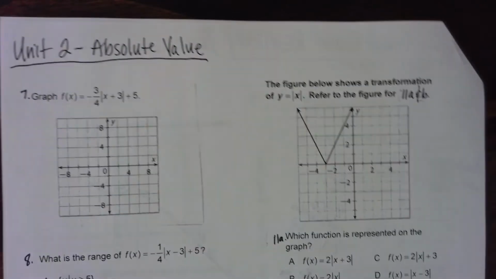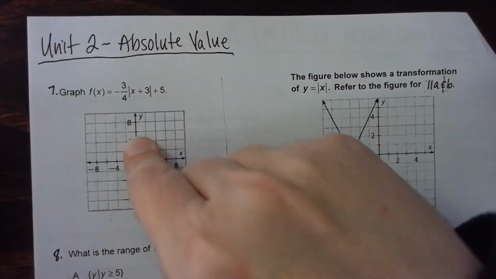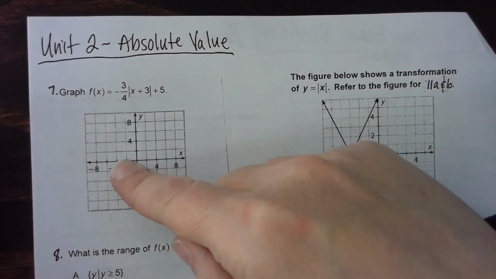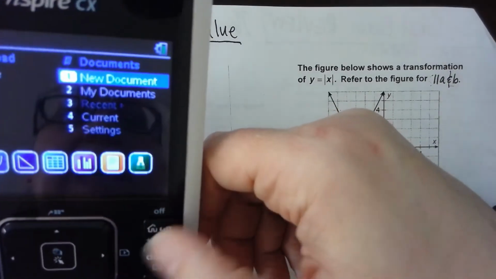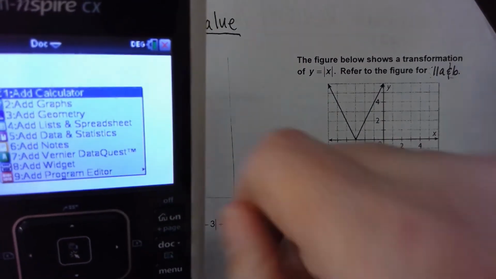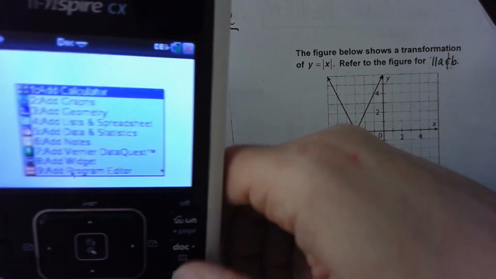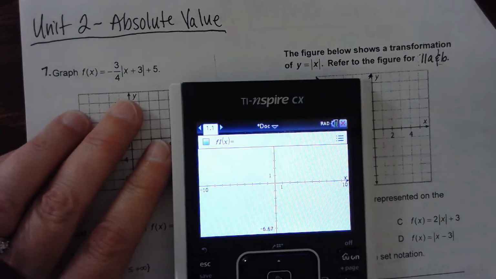Okay, we're going to look at Unit 2, absolute value. On the actual test, you are not going to be asked to graph anything, but you are going to be asked to recognize graphs and decide which graph matches an equation or which equation matches a graph. So what I want to focus on here is this symbol.